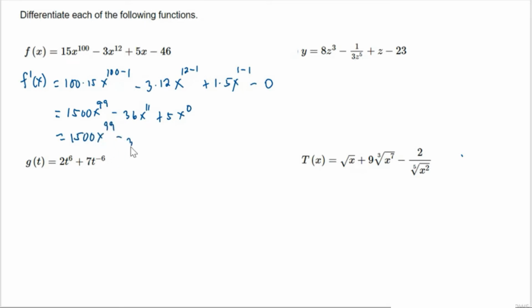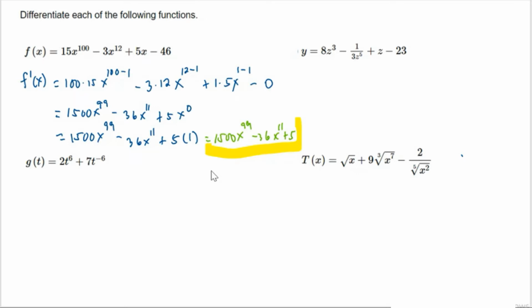99 minus 36x raised to 11 plus 5 times, the meaning now of x raised to 0 is equal to 1, because any number raised to 0 is equal to 1. So therefore, the last term now will be multiplied by 5 times 1. So finally, our answer will be 1,500 x raised to 99 minus 36 x raised to 11 plus 5. So that is now our answer for number 1.